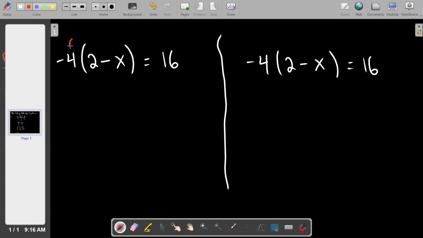So I'm going to take -4 and I'm going to multiply it by that. And then I'm going to take -4 and I'm going to multiply it by that. I know that someone before you met me has asked you to distribute. So having said that, what is the answer to the red problem? -4 times 2 is -8. Negative times a positive is a negative. 4 times 2 is 8.